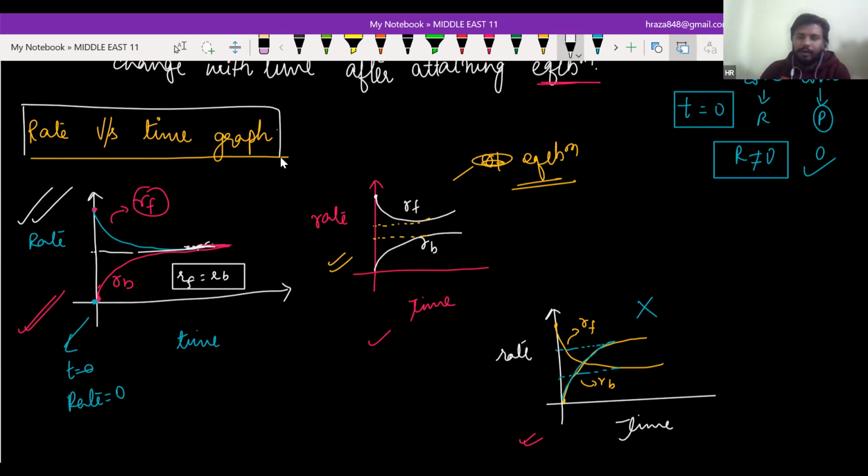So I just gave you the graph between rate versus time, and after this I will give you the graph between concentration versus time. So for equilibrium, there is no equilibrium in this. At this point only, there is equilibrium. But the graph is going away from this, that means it is not in equilibrium. But at this point you will see there is no change in rate of forward as well as rate of backward, so after this it is in equilibrium.